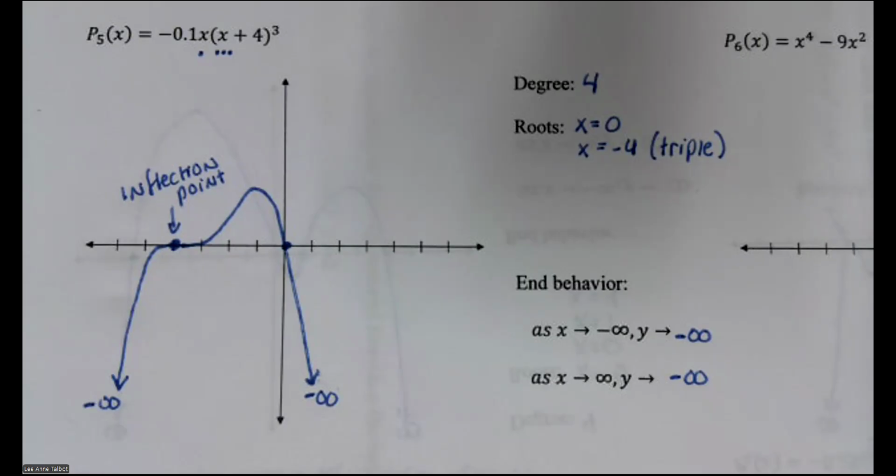Okay. So finish up the rest of these graphs in your groups and then start working on the homework if you have time.